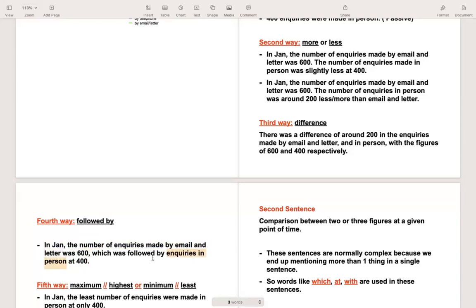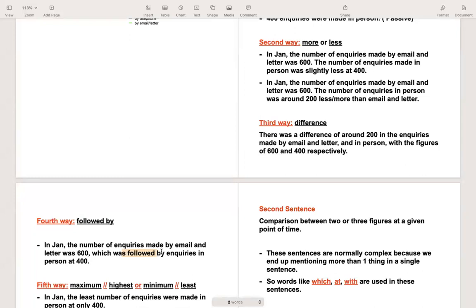Inquiries in person are following what? The lowest volume, just 400. One thing is the value 400. The second thing is they're following what? They are less than the email inquiry and letter. Yes, you're right, Devanshu, you're correct. So inquiries in person are following email and letters, meaning they come after email and letters, and their value is 400. There are two things here. Are you clear?